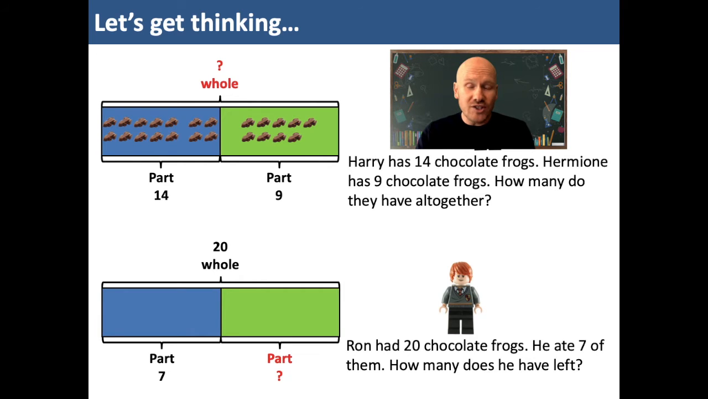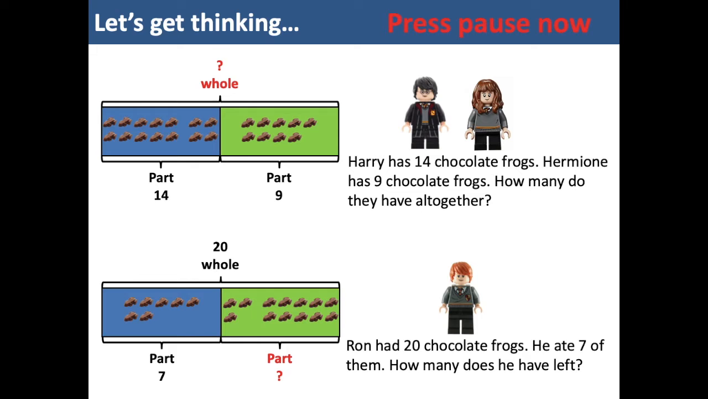And again, once you've come up with the problem, then you can go ahead and solve it using one of the strategies we've looked at. So there are 7 chocolate frogs. Let's count on 3 to get to 10, and then count on 10 to get to 20. So how many does he have left? He's got 13 left. Okay, so what I want you to do is pause the video and see if you can come up with as many different problems as you can to each of those part-whole bars.